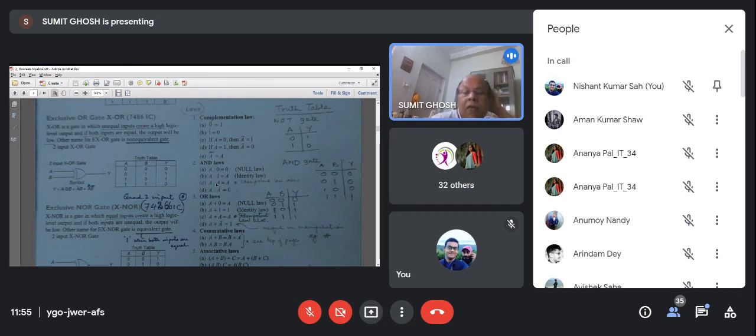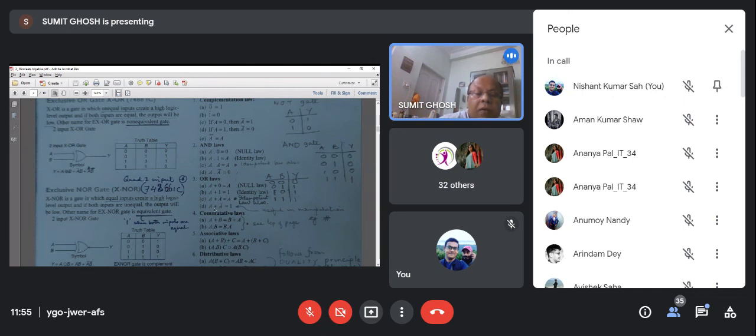Another thing is like you have A and A is A. Sorry, A or A is equal to A. That means 0 or 0 is 0. 1 or 1 is 1. So same thing, you get back the same number. If you add 0 to 0, you get 0. You add 1 to 1, you get 1.